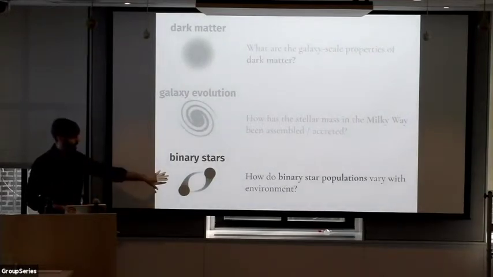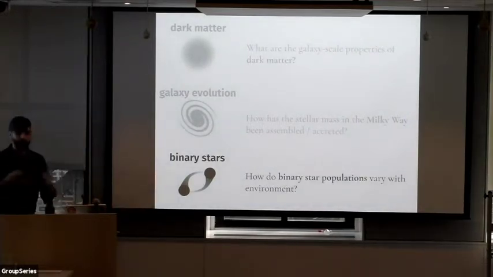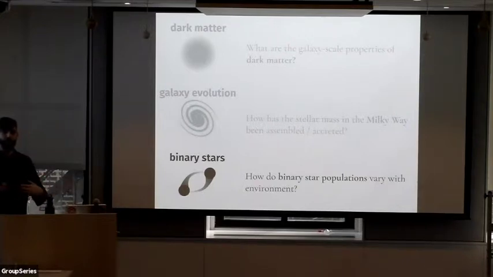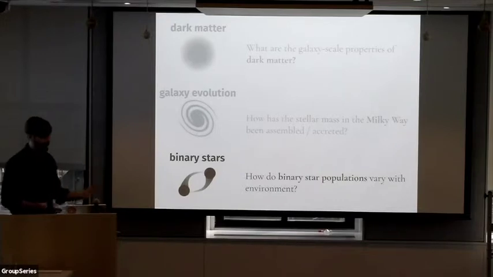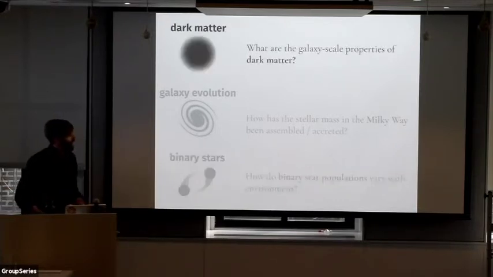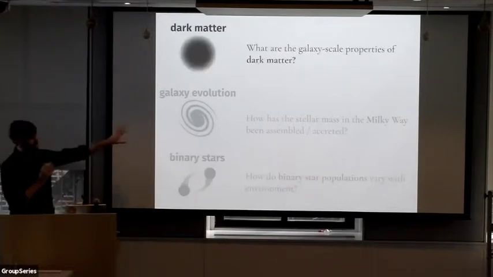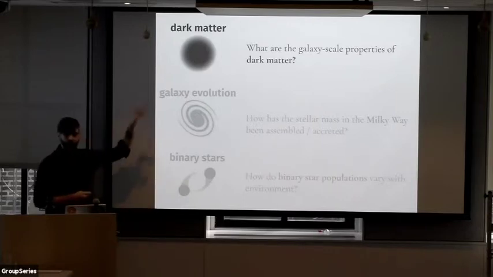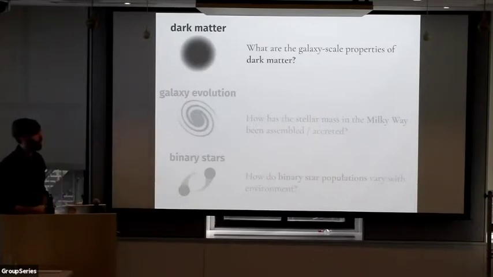And the main question that I'm interested in and working on right now is how do binary star populations vary throughout different environments, throughout the Milky Way, throughout chemical environments or dynamical environments. And as I said, I'm not going to talk about either of these pretty much. I'm going to focus on just one theme, which is what we can learn about dark matter on scales of individual galaxies using the Milky Way and contemporary surveys.